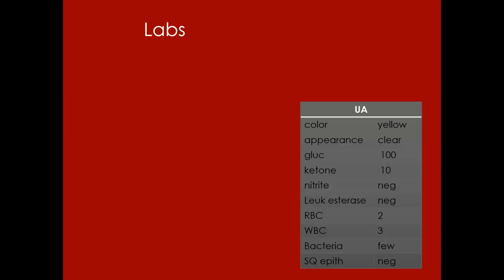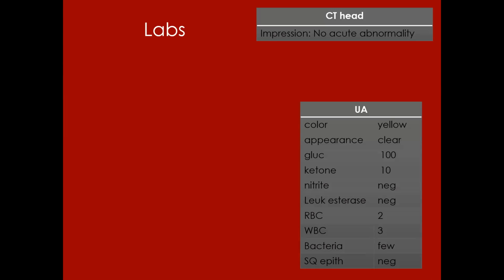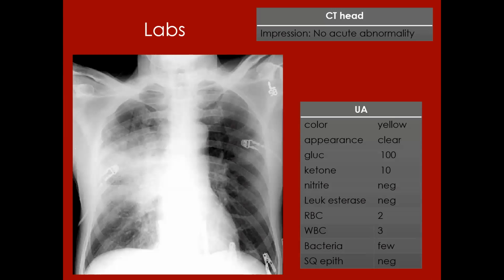Let's talk about this patient's labs. So we went in and we got the cath urine. The cath urine doesn't seem to show any infection. It looks like a pretty normal urine. We got that CT head that was pretty normal. And this is the chest x-ray.